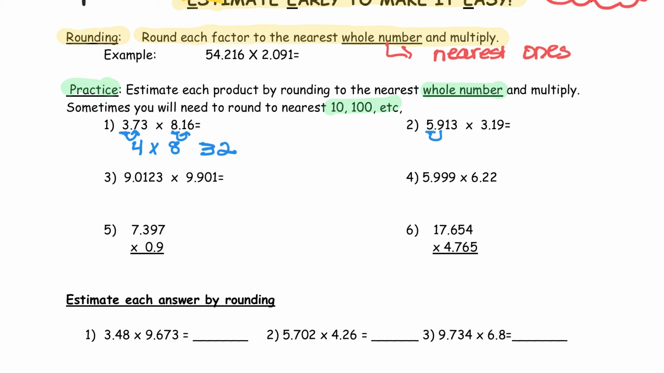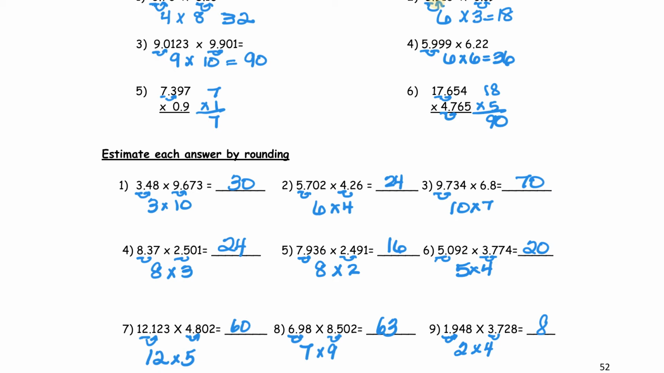5.913. This 9 here, remember, the number next door is going to be the number that does the deciding for where you're going to round that number. 9 is greater, so we're going to add 1 more to the 5. So we wind up with a total of 6 times 3 equals 18. Please pause this video and do the rest on your own. Hopefully you paused this video, here are your answers, check your work, and let's move on to the next page.